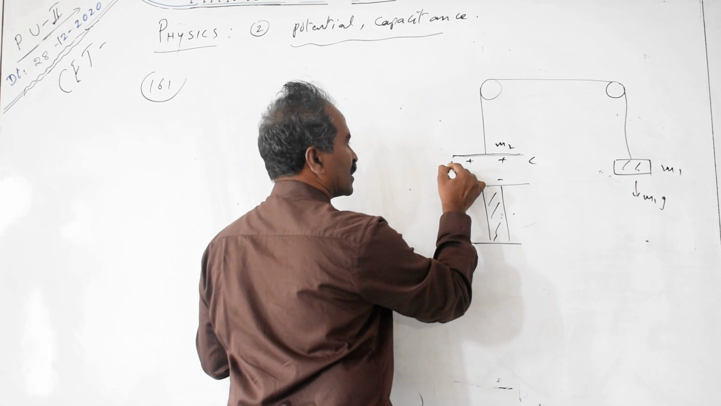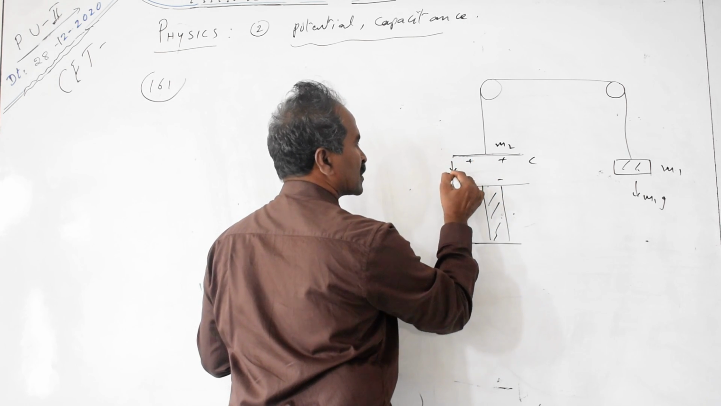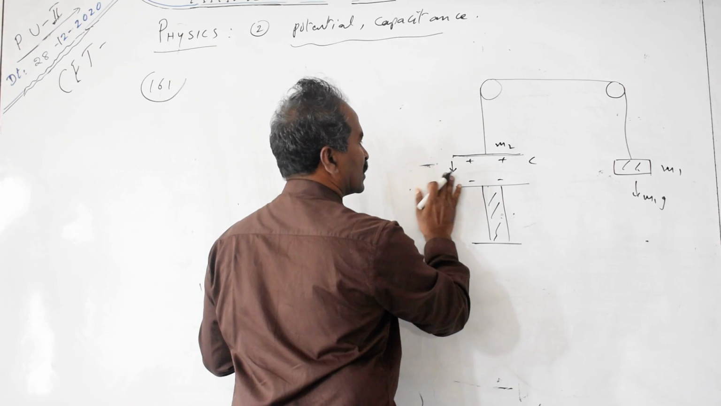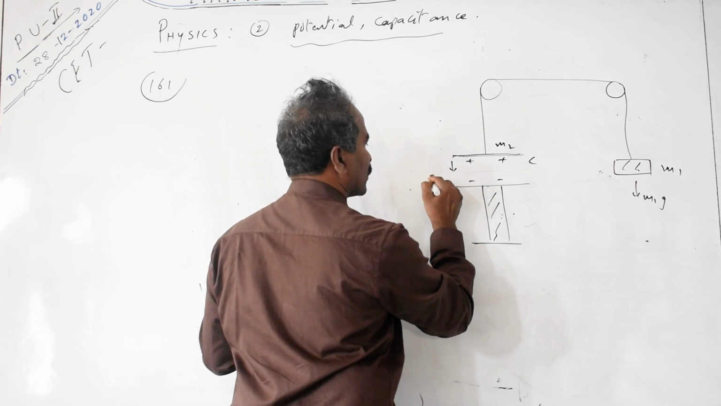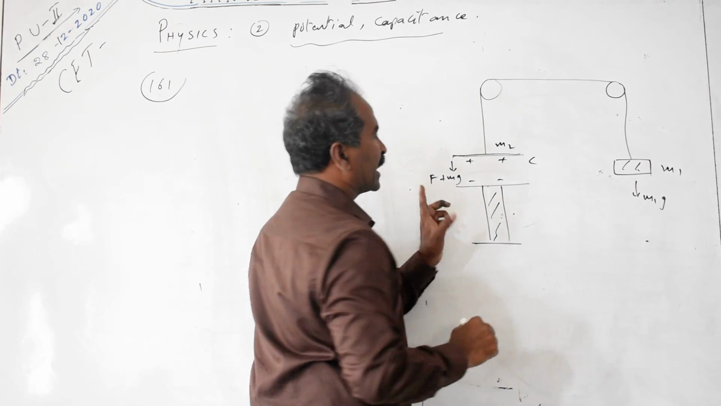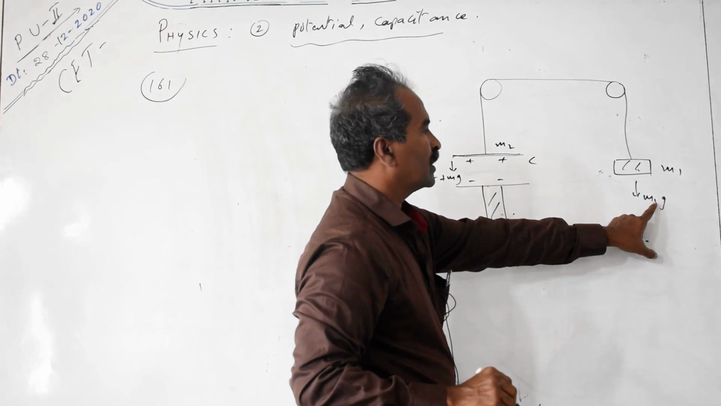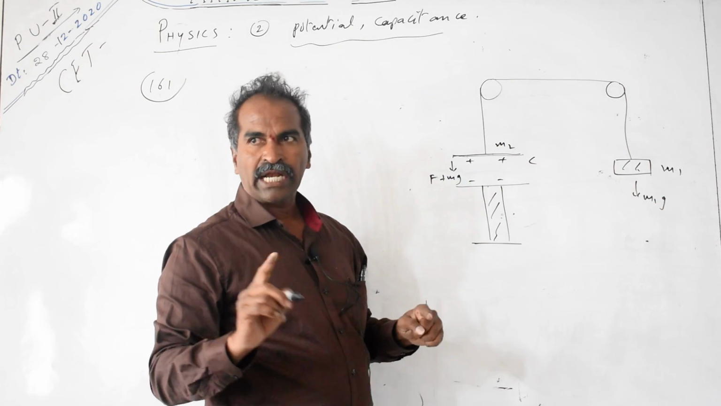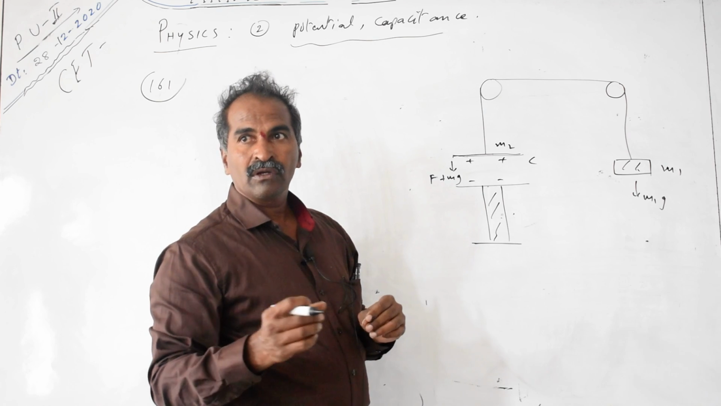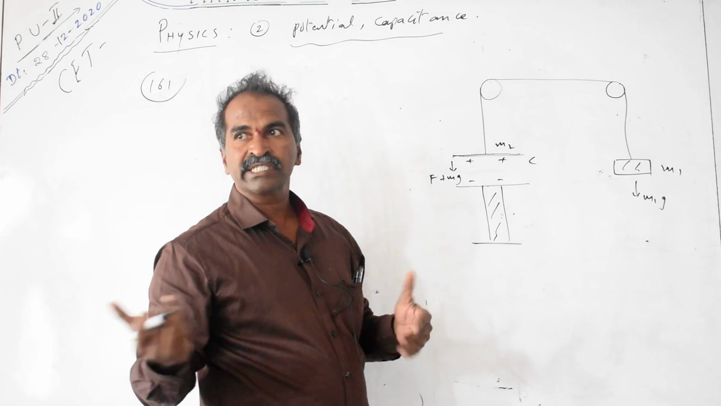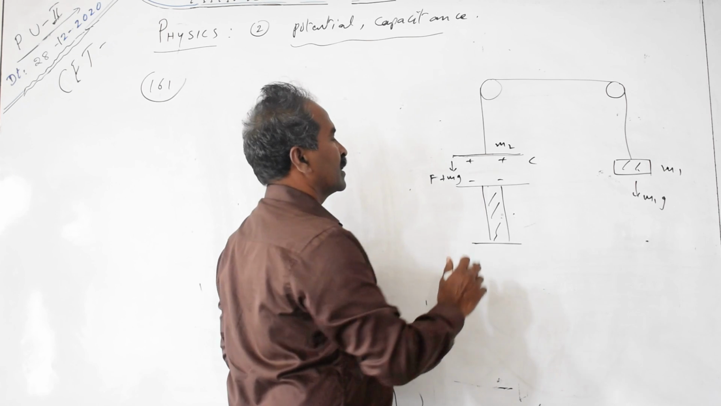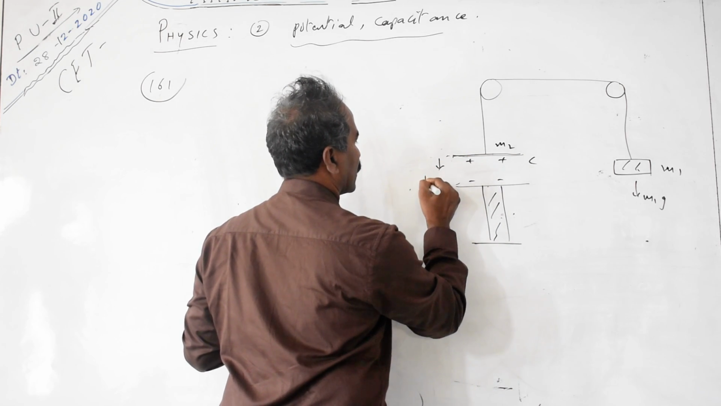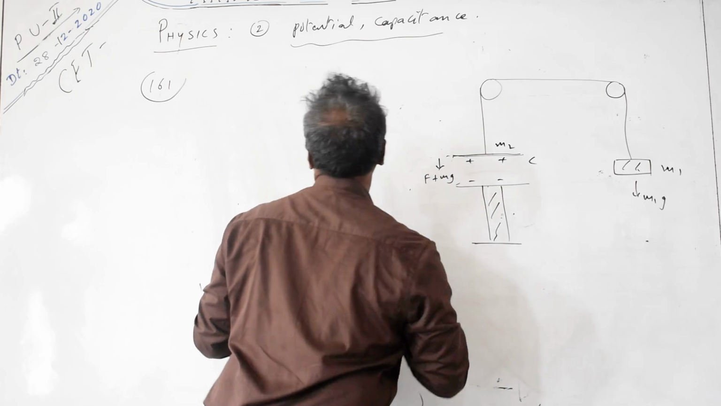The force acting downwards due to the charges is one force, and the weight of this plate is also acting downwards. So the total force is F plus mg, and it is balanced by the counterweight M1g. That means M1g must equal this downward force. The force between the capacitor plates comes from energy: energy per distance is the force.